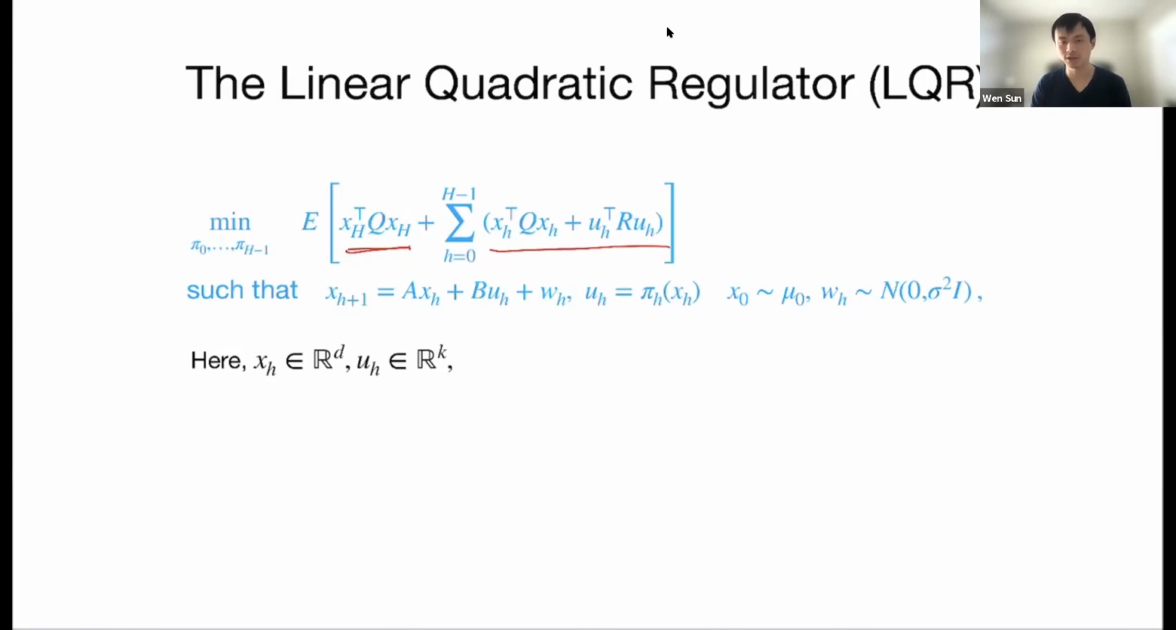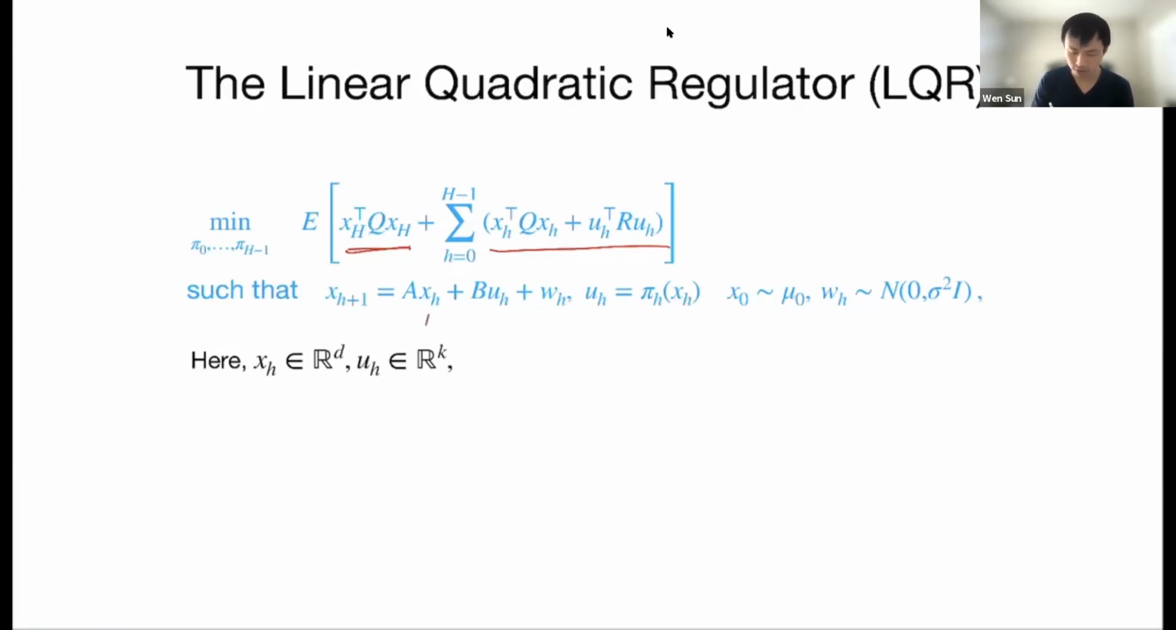Right, so our cost function is very simple, quadratic. We quadratically penalize the deviation to the goal, and we quadratically penalize the control inputs. Right, we want to get to the goal, but we don't want to pay that much cost on the control inputs. And the dynamics is also very simple. So it is a linear dynamical system.